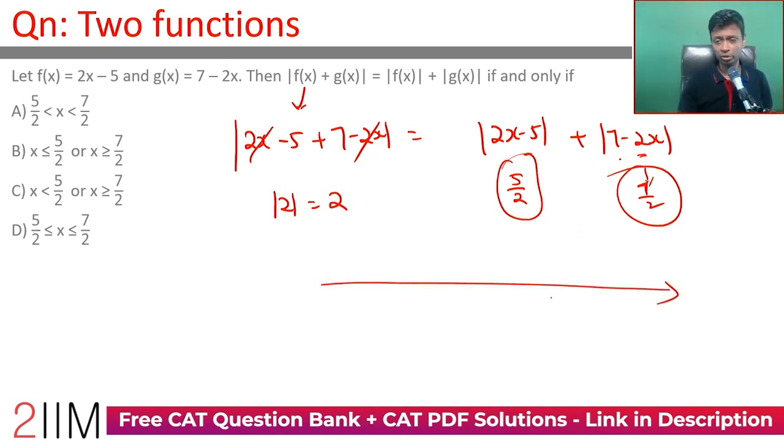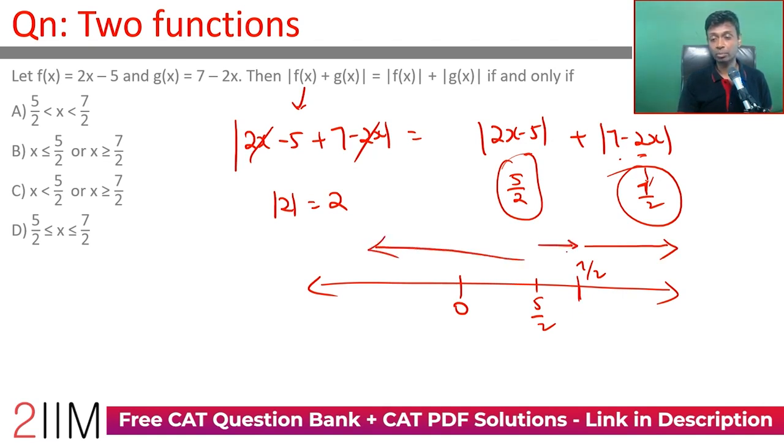Right? So now think about this. We have 0 here, 5 by 2 somewhere here, 7 by 2 somewhere here. X is greater than 7 by 2. X is less than 5 by 2. X sits between 5 by 2 and 7 by 2. Those are our three possibilities. Right? Less than 5 by 2.